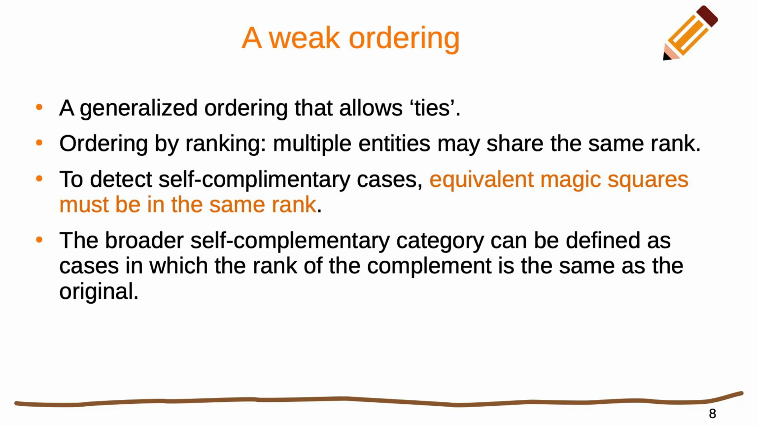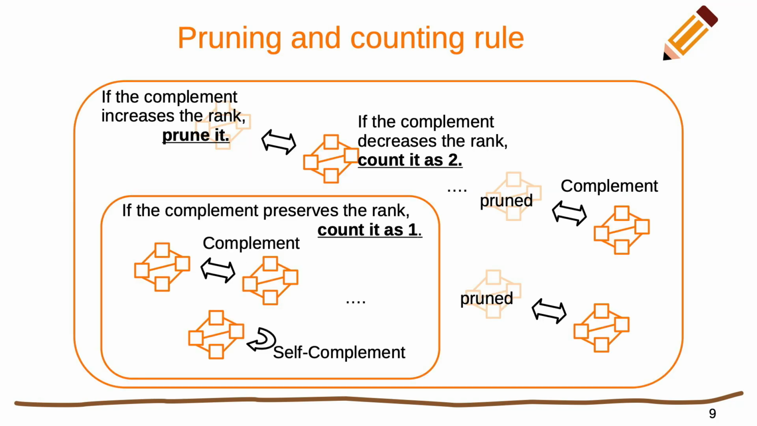To detect self-complementary cases correctly, we define the ordering so that all magic squares within the same equivalence class have the same rank. We then define the broader self-complementary category as the set of magic squares whose complements lie in the same rank as the originals. When the rank of the complement differs from that of the original, we can select exactly one instance from the pair according to the rank difference.